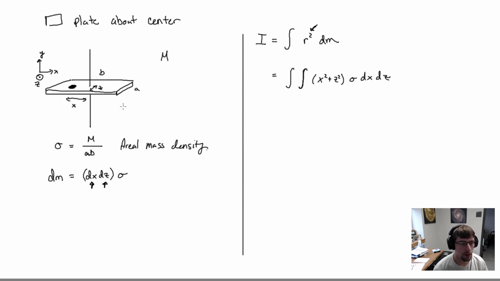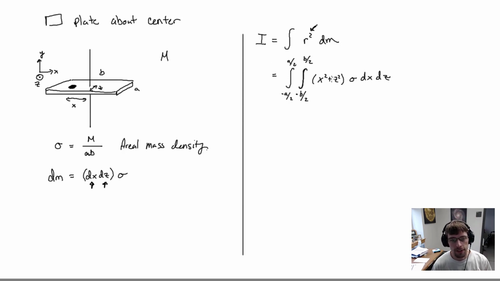Well, let's take a look at what we have here. So if x represents a length of b, evidently we must go from negative b over 2 to b over 2. Similarly, z goes from negative a over 2 to a over 2. Okay. Now we just do the integration.